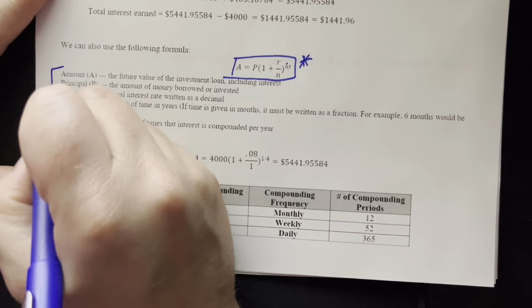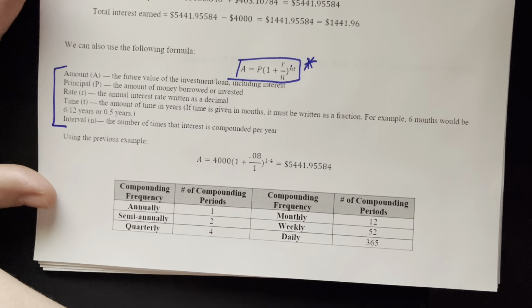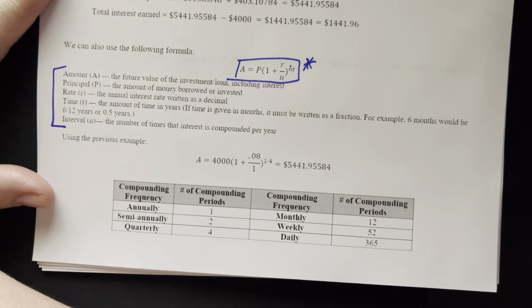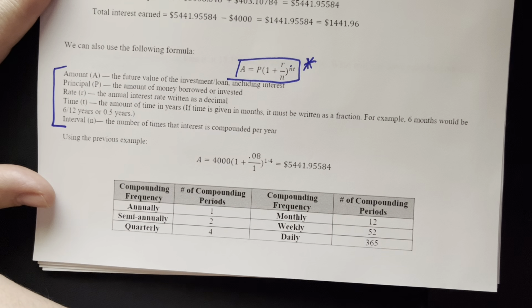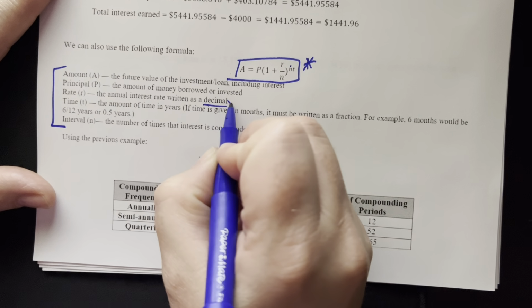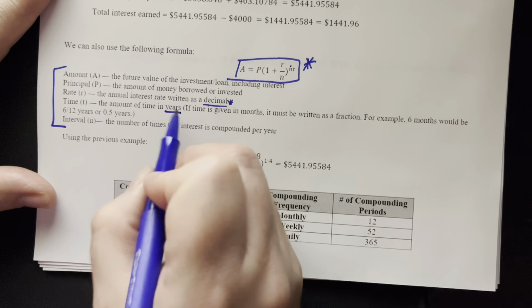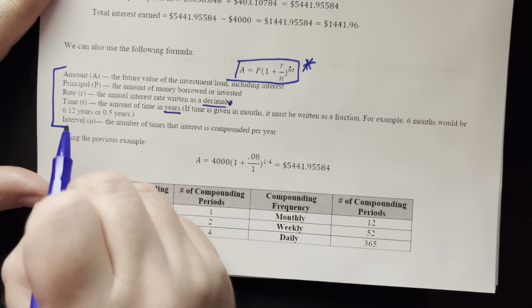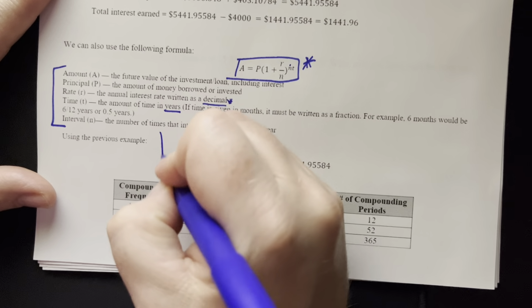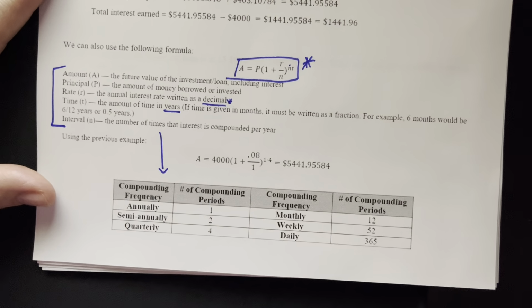So these are the important variables for the problem, defined just like they were on the previous one. Rate is still given as a decimal. Time is still given in years, but the new one is interval. So interval refers to something like that.